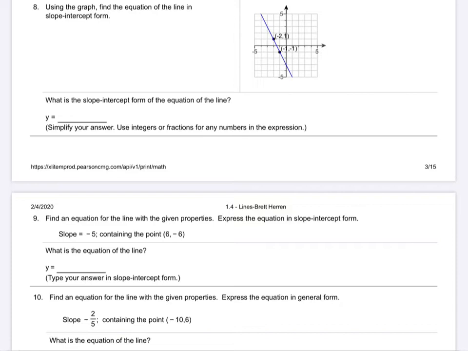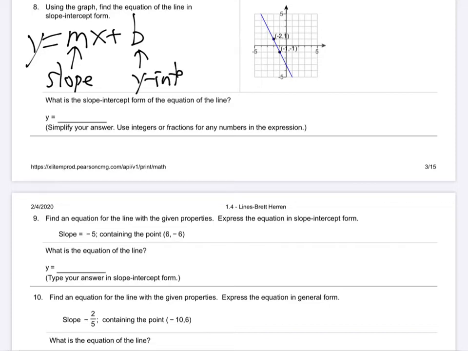Using the graph, find the equation of the line in slope-intercept form. Okay, it's time to do equations of lines. So, does anybody remember the equation of a line? How it works, Brian? Exactly, good memory. Y equals mx plus b. Oh, we've already talked about the m, huh? What's the m? Slope. And anybody know what the b is? No, slope is rise over run. So what's the b?